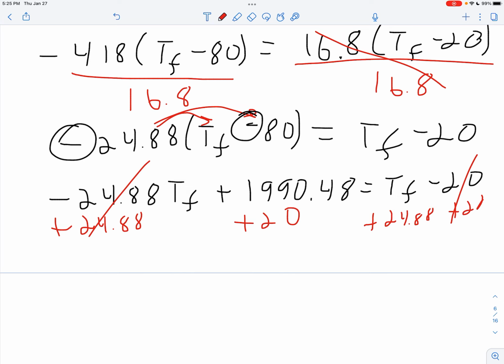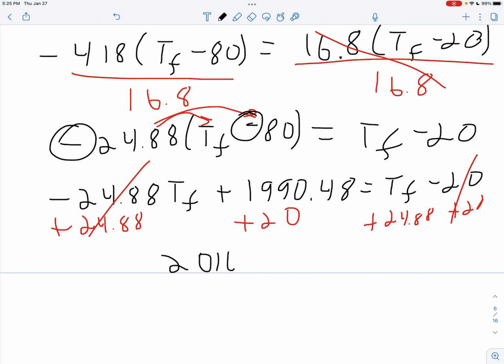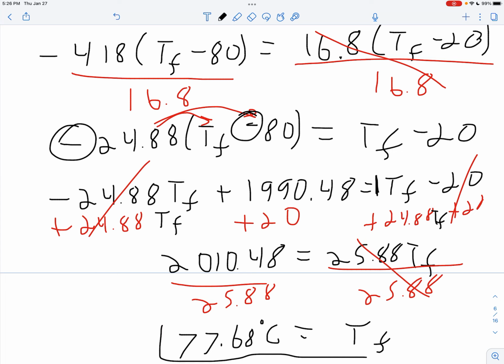And what I'm left with is 1990 plus 20, which would be 2010.48. And on this side, I have 1 TF plus 24.88 TF. And I get 25.88 because it's 1 plus 24.88. And then the final step, I can divide. So all of these problems will be done the exact same way. And like I said, you don't have to do it the way I do it. You can distribute right away. But I think this way does make it a little bit easier. And we get a value of 77.68 degrees Celsius. And that is my answer.